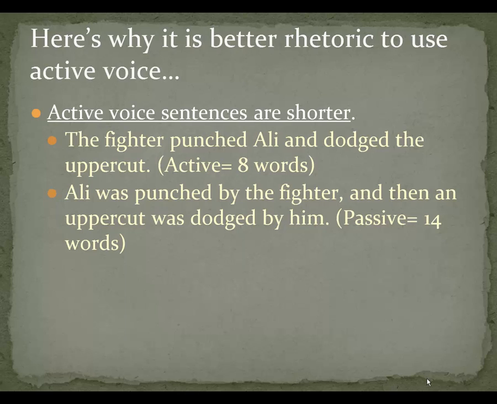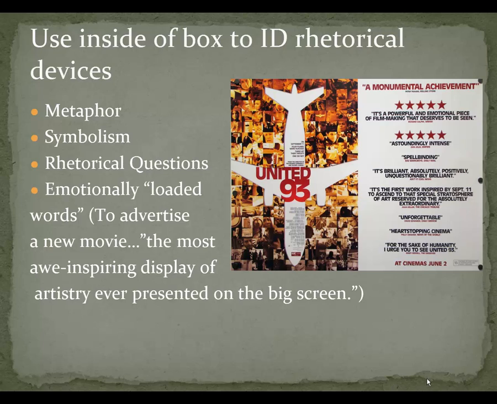Here's why it's better rhetoric to use active voice for the most part. "The fighter punched Ali and dodged the uppercut." That's active. "Ali was punched by the fighter and then an uppercut was dodged by him." That's too wordy, too lengthy, and it takes away from the flow and overall structure of the piece.